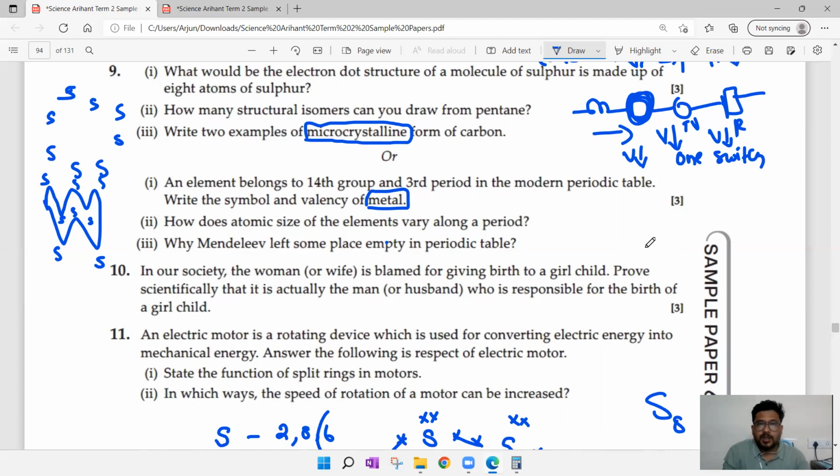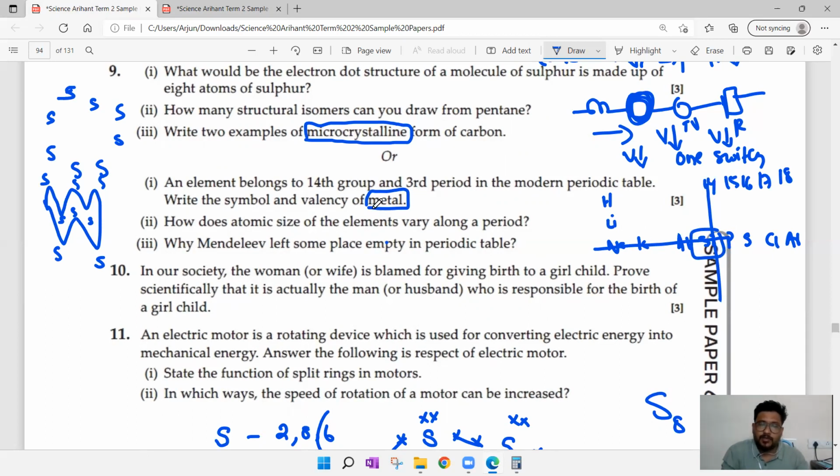14th group, 3rd period. 3rd period means here hydrogen, lithium, sodium. So sodium, potassium, aluminum, silicon, phosphorus, sulfur, chlorine, argon. Argon is 18th, chlorine is 17, sulfur 16, phosphorus 15, silicon 14. So 14th group, third period element is silicon.